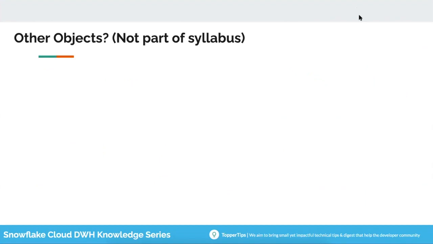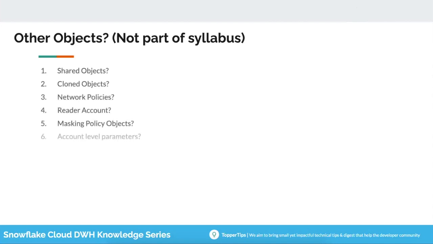There are other objects which are not directly specified in the syllabus, but it is worth going and looking into them. For example, shared object, cloned object, network policies, reader account, masking policy objects, account level parameters. In general, these questions are not asked very frequently, but I suggest you really look into the documentation.